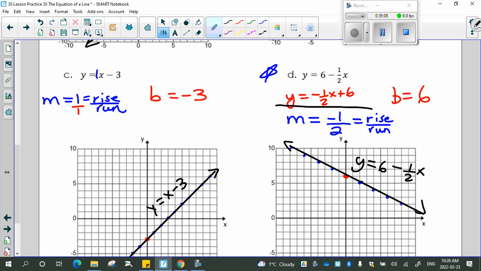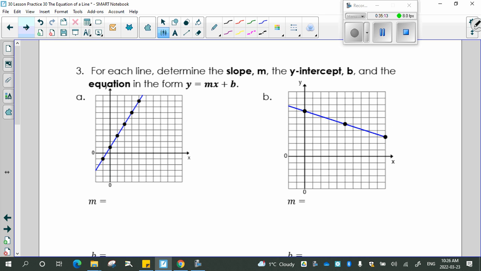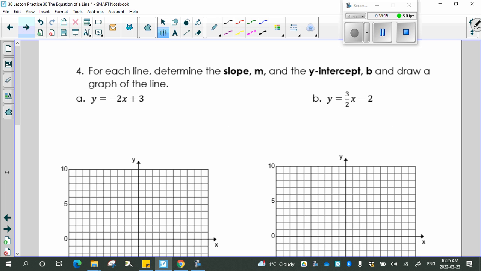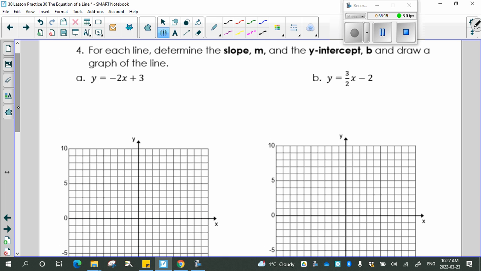Okay? All right, so right away, I want you to skip to this page of the practice while this stuff's fresh in your head, because it's the most important part. And I want you to do number 4, draw the check with your tutor and make sure that you can do this. Okay? Right now.